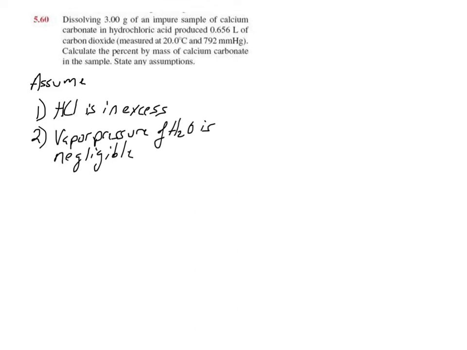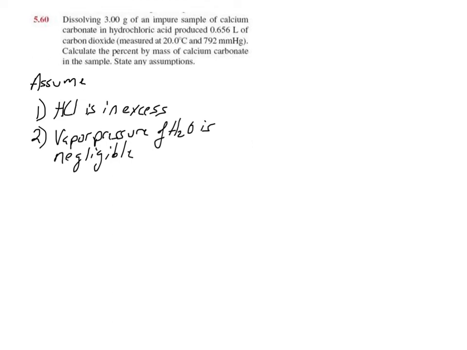Alright, for this problem, this is going to be a stoichiometry problem, but we have to make some assumptions. Dissolving 3 grams of an impure sample of calcium carbonate in hydrochloric acid produces 0.656 liters of carbon dioxide, and they tell us the temperature and pressure at which that was measured, and they ask us to calculate the percent by mass of calcium carbonate in the sample, and it asks to state any assumptions.